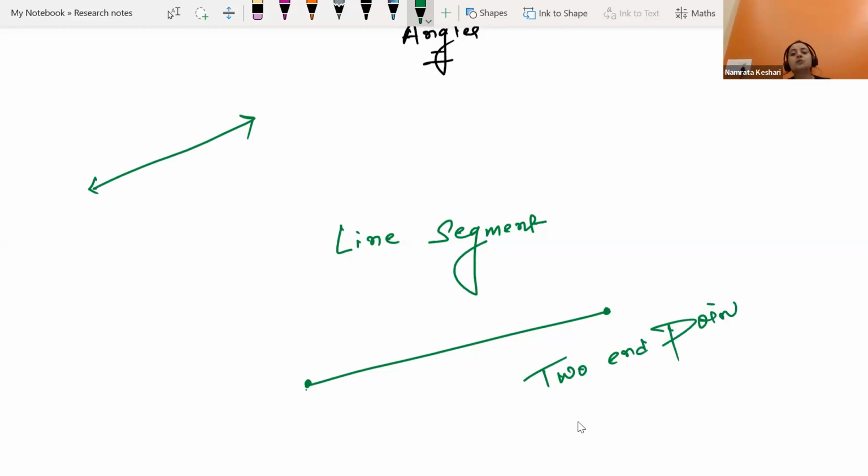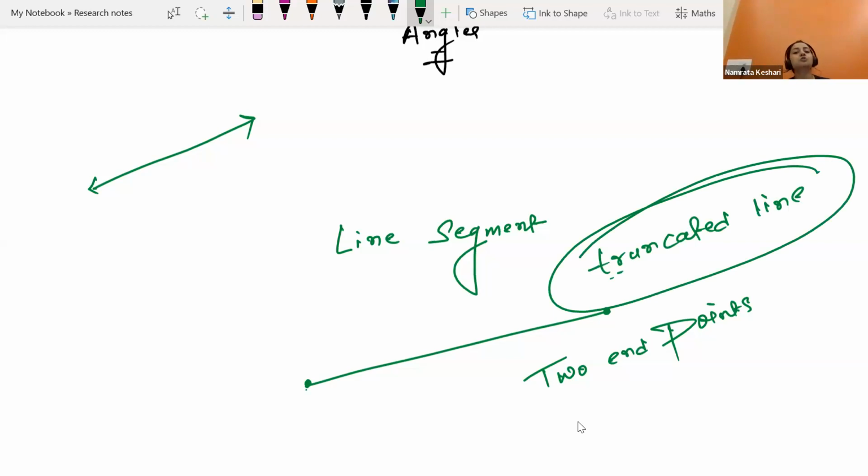Previously, mathematicians used to call it a truncated line. That means टूटा हुआ line. Line segment means line का एक टुकड़ा, a part of a line. Truncated line means broken, just a part of a line. Previously mathematicians used to call it truncated line. Now there is a terminology for that, which is line segment. Whenever we say line segment, we understand it's just a part of a line having two end points.